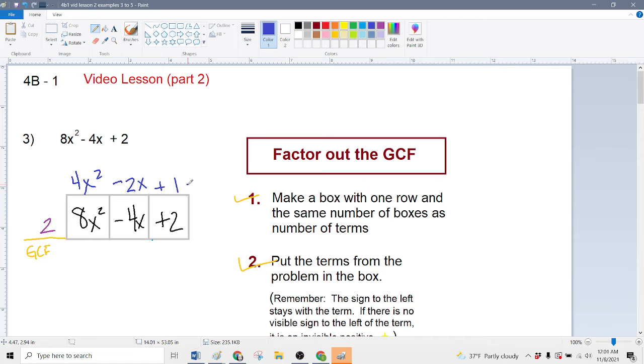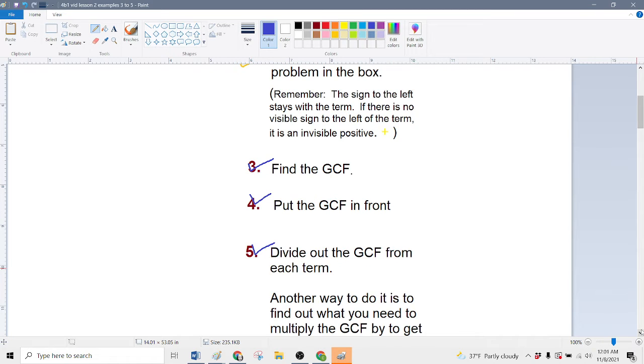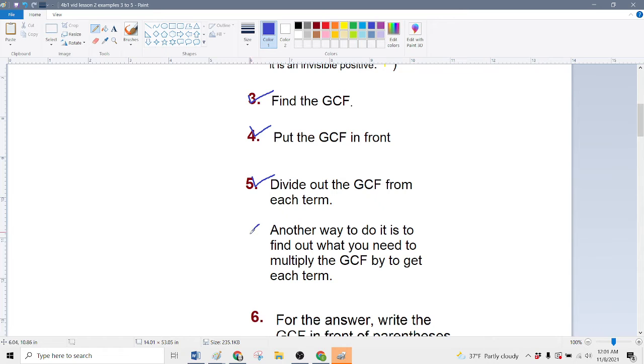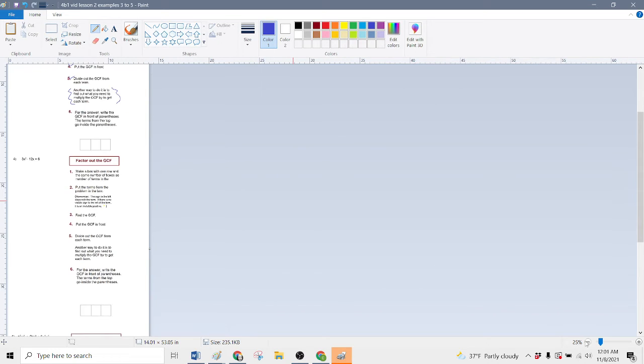So now what we're going to do, we're going to check to see where we're at. We found the GCF, we put it in the front, we divided out the GCF from each term, and we chose to do it this way, which is to figure out what we needed to multiply that GCF by to get each term in each of those spots in our box. And then for our answer, we're going to write the GCF in front of our parentheses, okay? And the terms from the top go inside the parentheses. So let's go ahead and see what that looks like, all right?